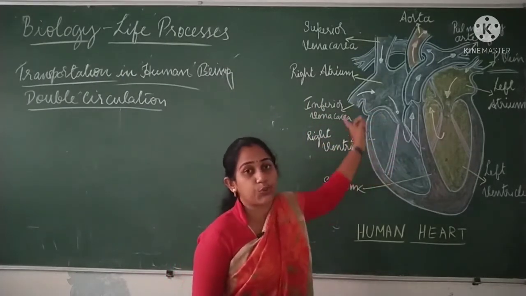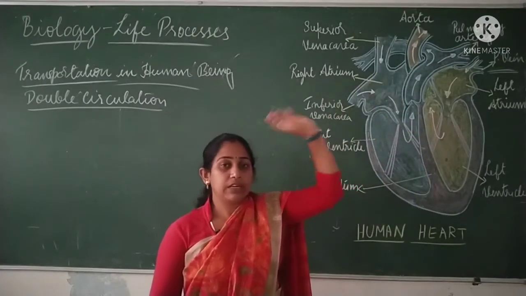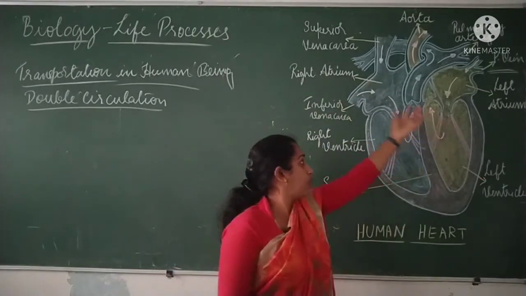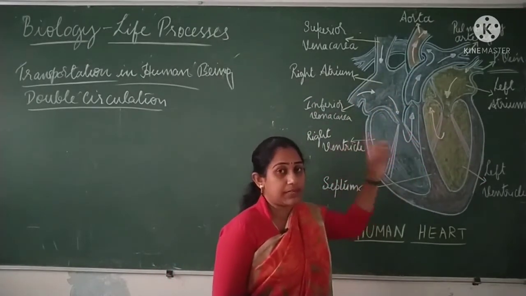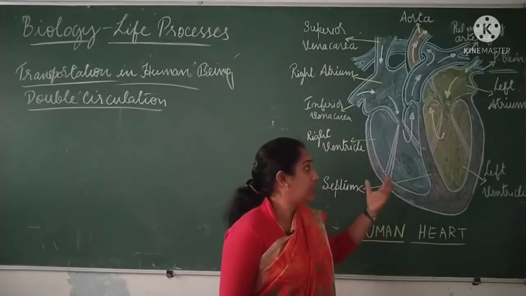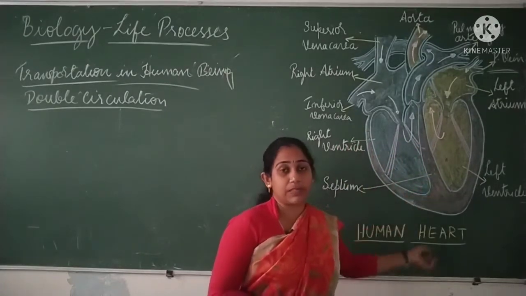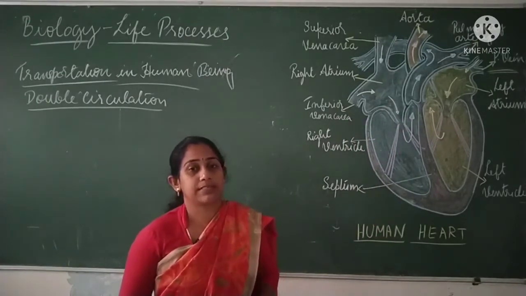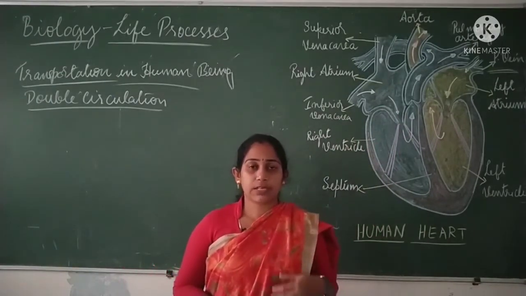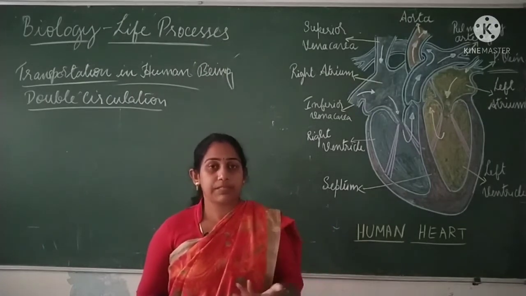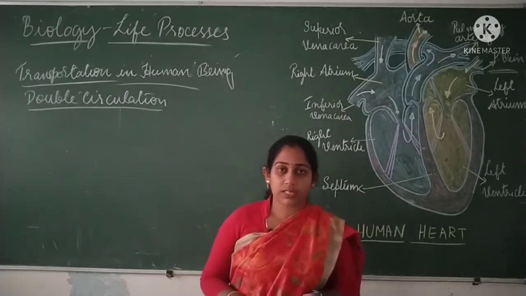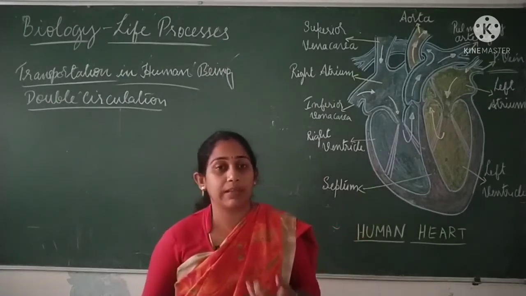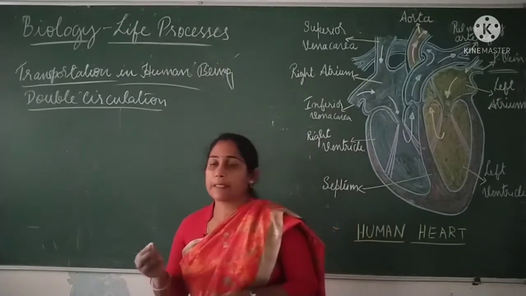From the heart it goes to the lungs for purification. After purification in the lungs, it is brought back to the heart again. So the blood comes a second time to the heart, and from the heart the purified blood is supplied to all parts of the body. In that manner the blood reaches our heart 2 times. This is called double circulation. Double circulation was found by William Harvey.